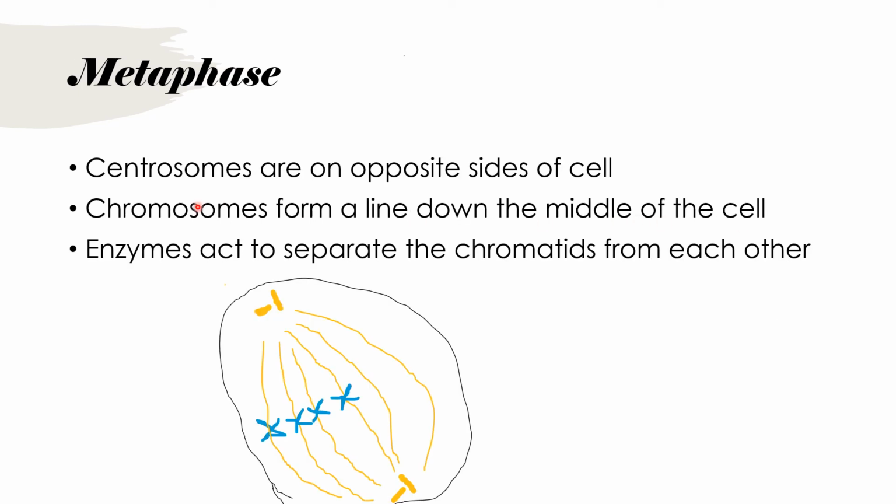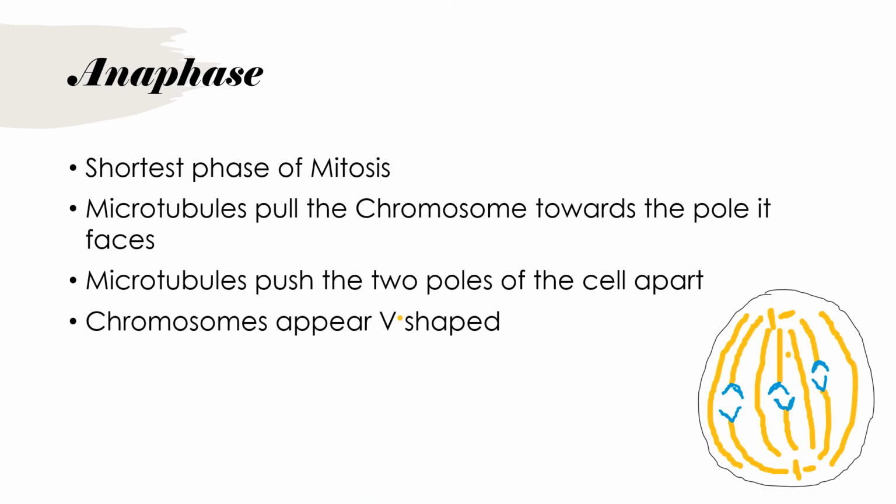In metaphase, the centrosomes are on opposite sides of the cell, and the chromosomes form a line down the middle of the cell. Enzymes begin to separate the chromatids from each other at the centromere. And then you move over into anaphase. Anaphase is the shortest phase of mitosis.